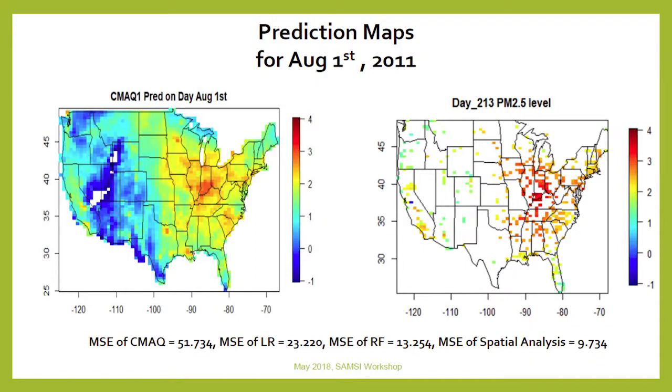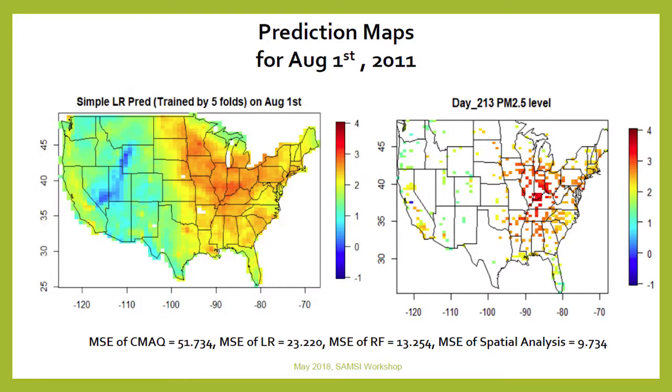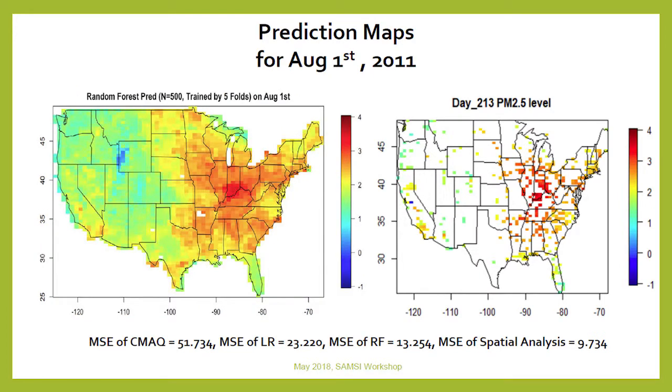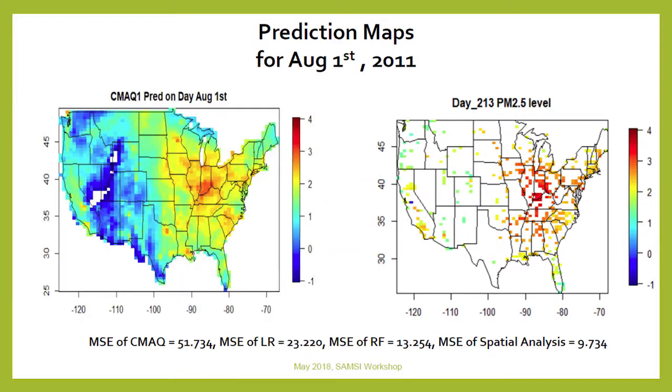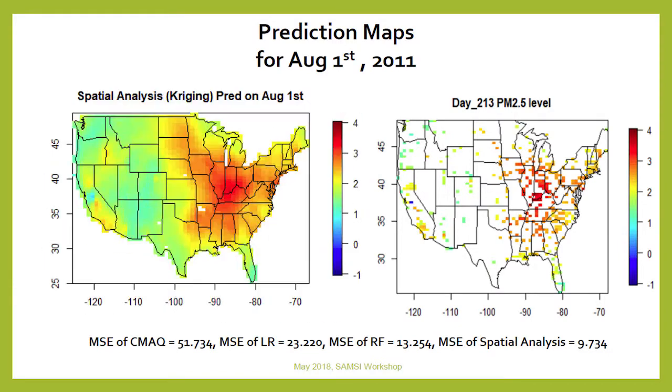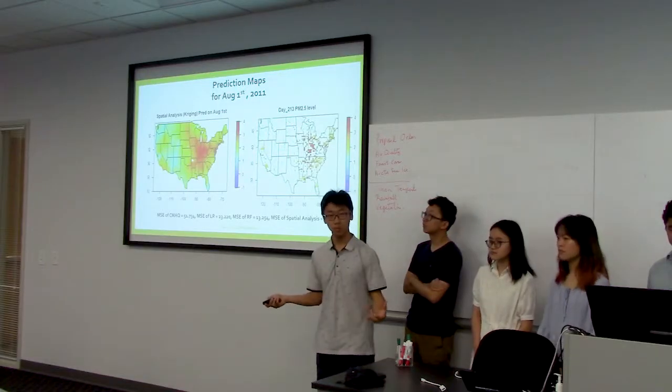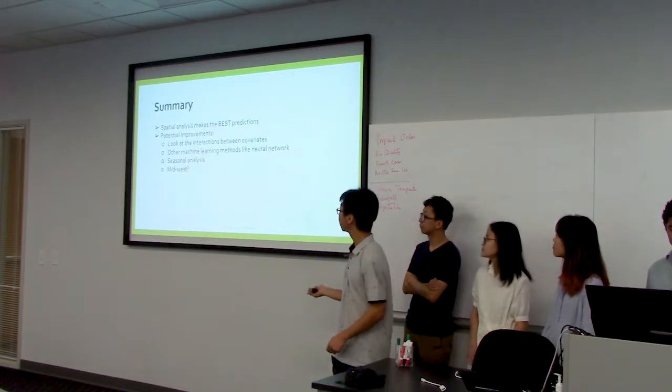The CMAQ, I'll just go through it very quickly. You can compare it to the measurement station map. Here's the single linear regression model. Here's random forest. Here's spatial analysis. You can go back and forth and see how it matches. So we can actually visually see some improvements, which is very exciting for us.